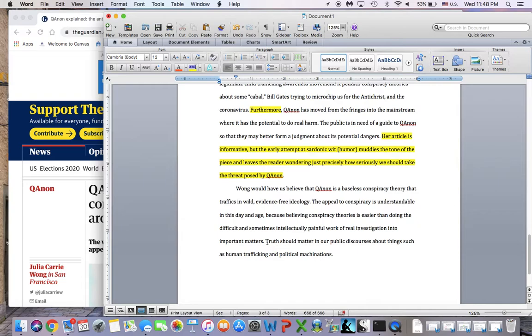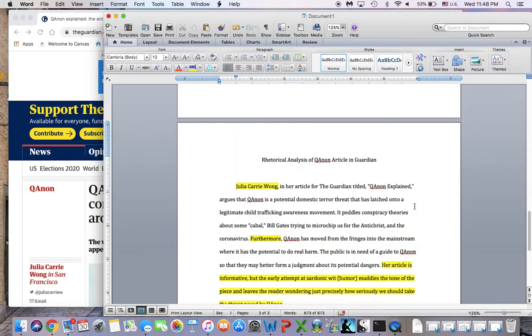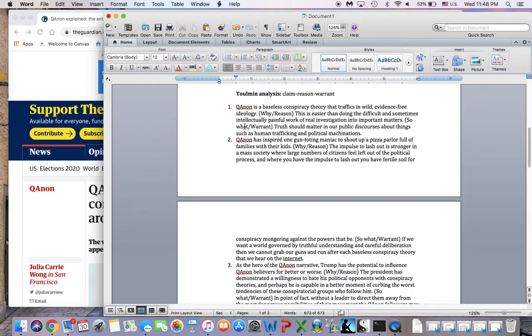Yeah. And I could even do a little transition phrase since I could end on that point because it's pretty plucky. So I'll say, here lies the rub. That means here's the big point. Actually, you're supposed to say, herein lies the rub. That's the expression. Herein lies the rub. That truth should matter in our public discourses about things such as human trafficking and political machinations. Okay, good. Now I'm satisfied with that first paragraph. So we just do that again with each of these. Okay. So let's just go up to our second one here. Copy.